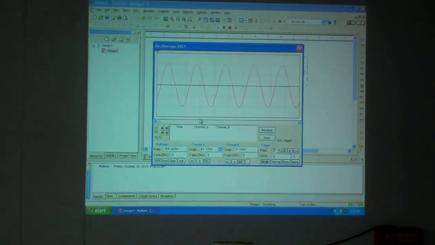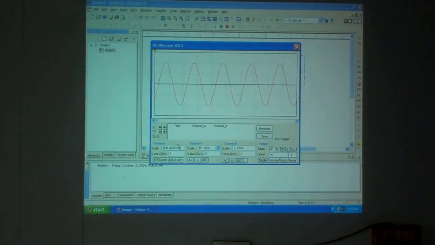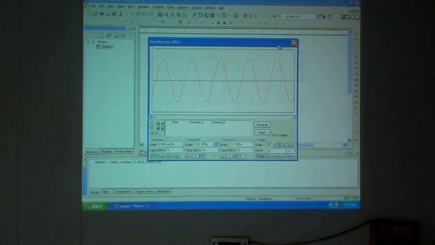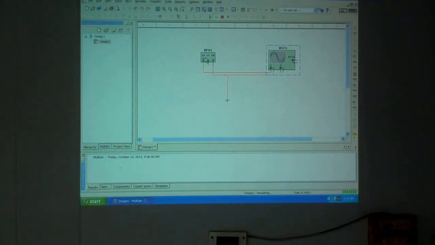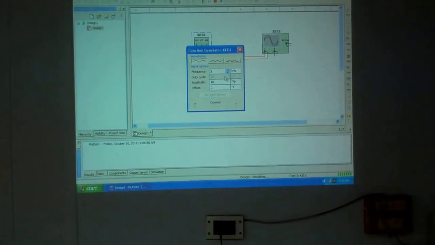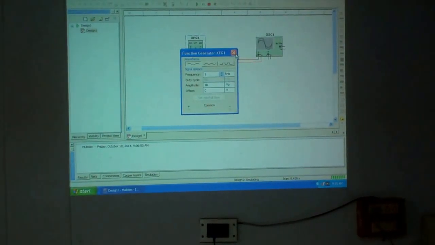What is the frequency? 1 by 1100 microseconds. It's nearly 1 kilohertz is the frequency. So now how do you know whether what you are getting is correct or not? Stop the simulation. Go back to this. What did you fix it as? 1 kilohertz. So what you fix is what you are able to see from the screen.